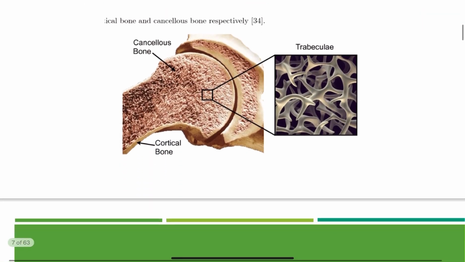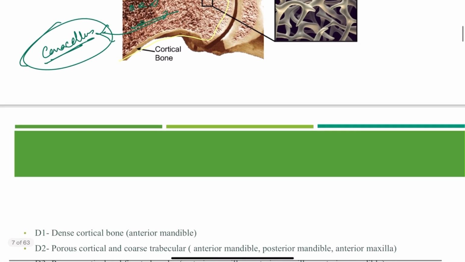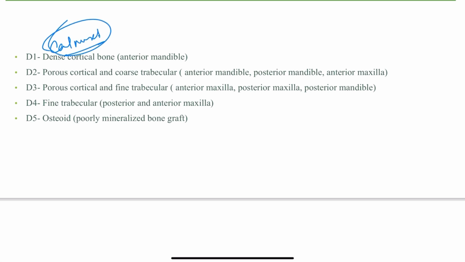Alright, so in this diagram we can see the outer part is the cortical bone, whereas the inner part, showing the trabecular network, is the cancellous bone. So this is the classification given by Carl Misch. He has classified bone on the basis of the cortical and cancellous bone, how these bones are organized.